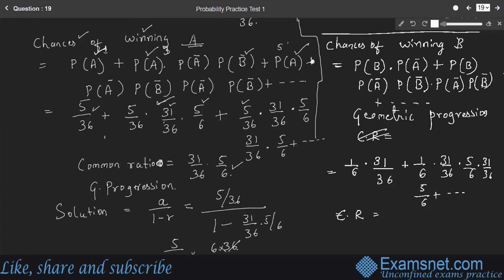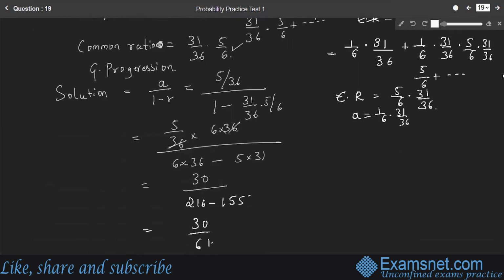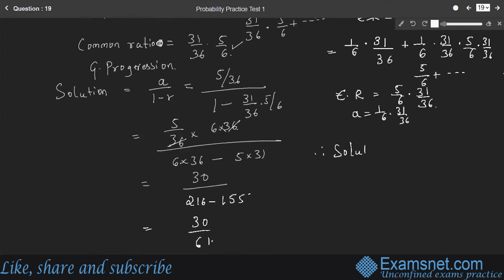Right? And it continues. Therefore, what's the common ratio here? So again, 5 by 6 into 31 by 36 is the common ratio. Whereas the first term A is 1 by 6 into 31 by 36. Therefore, the solution is A by 1 minus R. What's the value of A? 1 by 6 into 31 by 36 whole divided by 1 minus common ratio, 5 by 6 into 31 by 36.